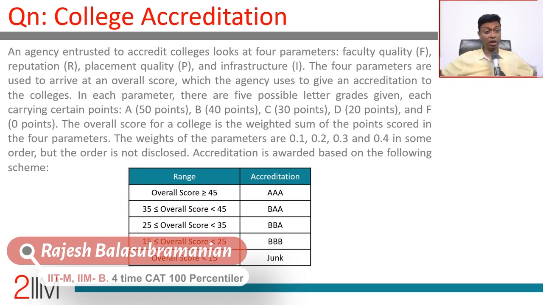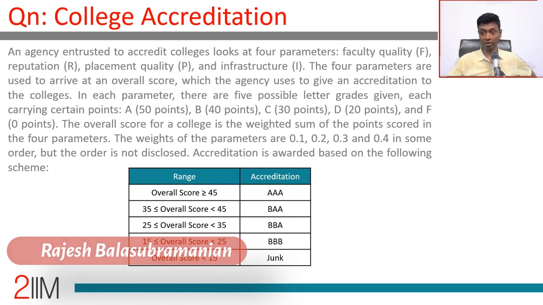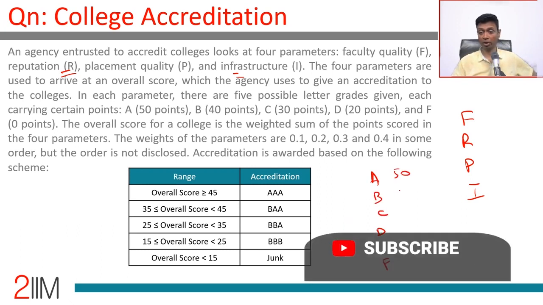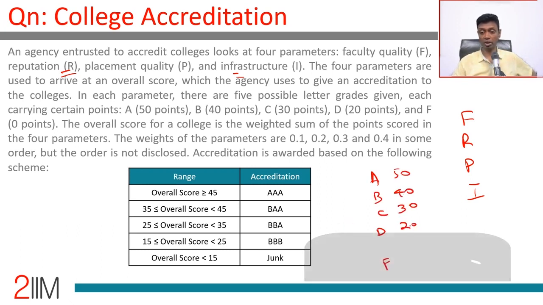Right. An agency interested to accredit colleges looks at 4 parameters: faculty quality, reputation, placement quality, and infrastructure. So F, R, P, I. The 4 parameters are used to arrive at an overall score, which the agency uses to give an accreditation to the colleges. In each parameter, there are 5 possible letter grades given, each carrying certain points. So we have A, B, C, D, and then F. 50 points for A, 40 for B, 30 for C, 20 for D, no E, F is 0. F counts for nothing.